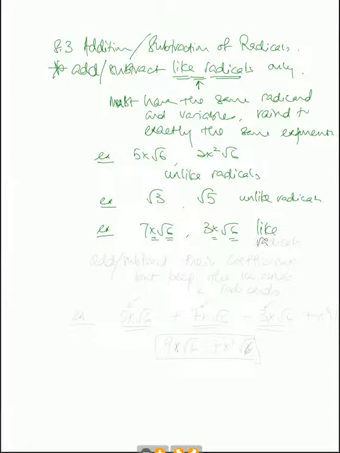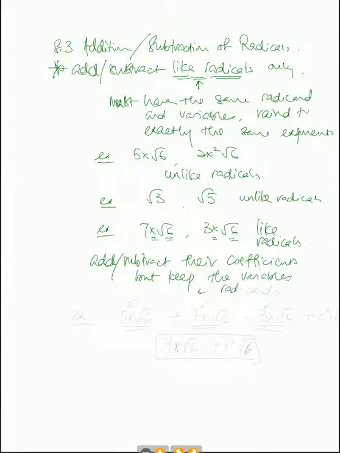Okay, so what you do is you will add or subtract their coefficients, meaning the number in front, but you have to keep the variables and radicands.